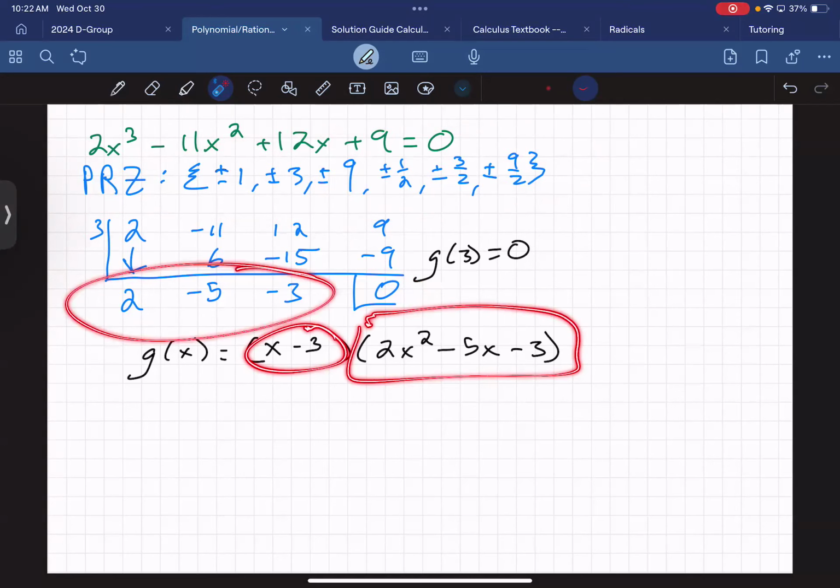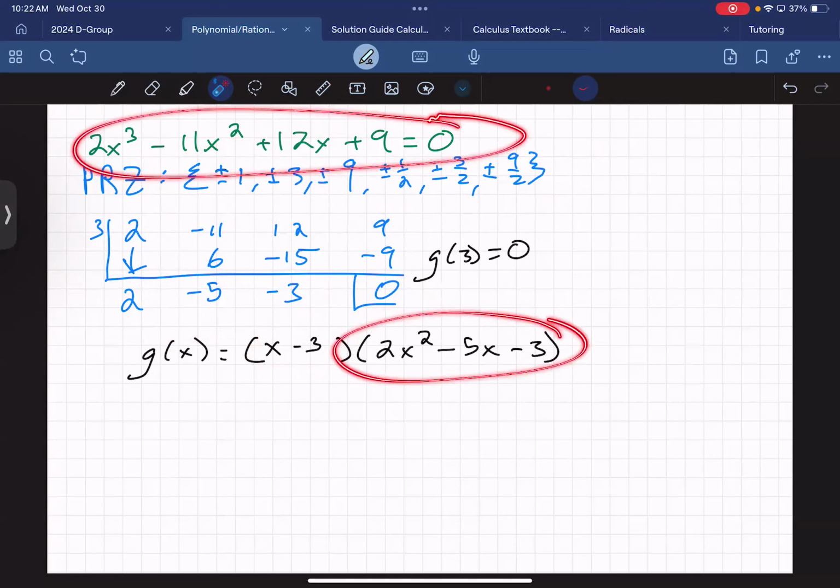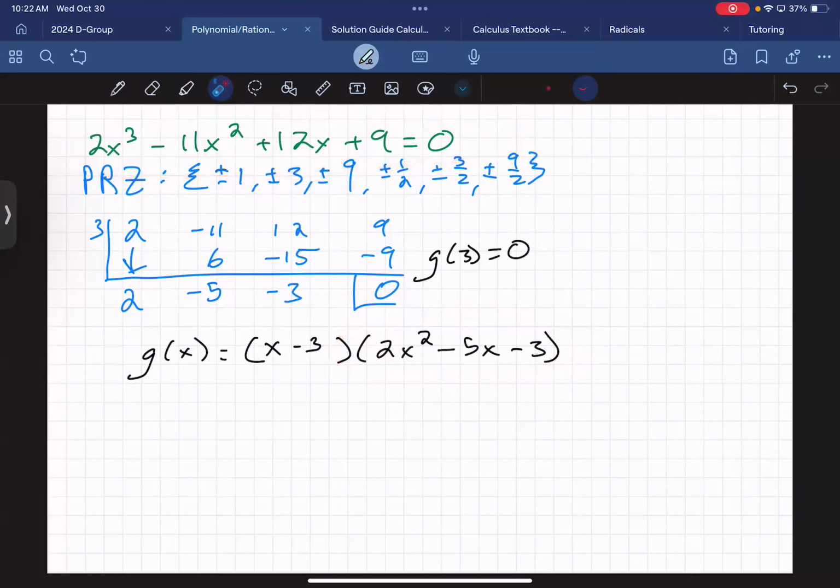That's my quotient, right? Our choice right now is to either go back to the original function and divide again, or use the quotient to move forward. Which one should I use? We should use the quotient, right? So what we want to do now is say, hey, what would make this equal to 0?